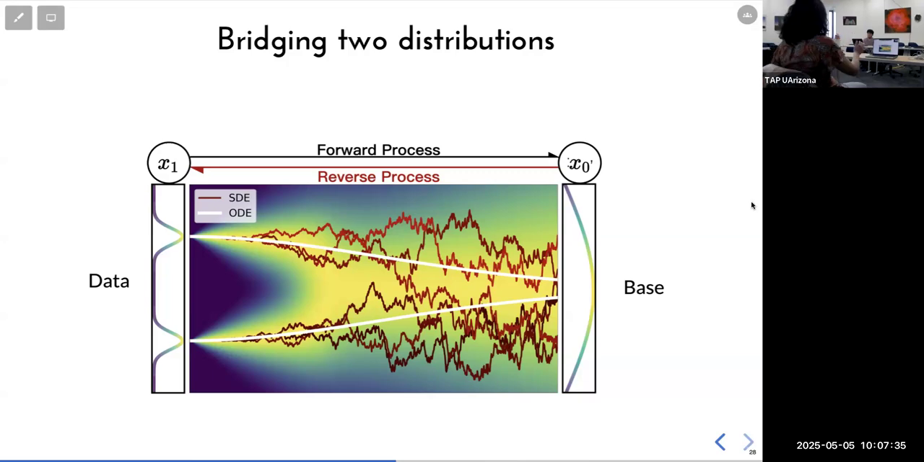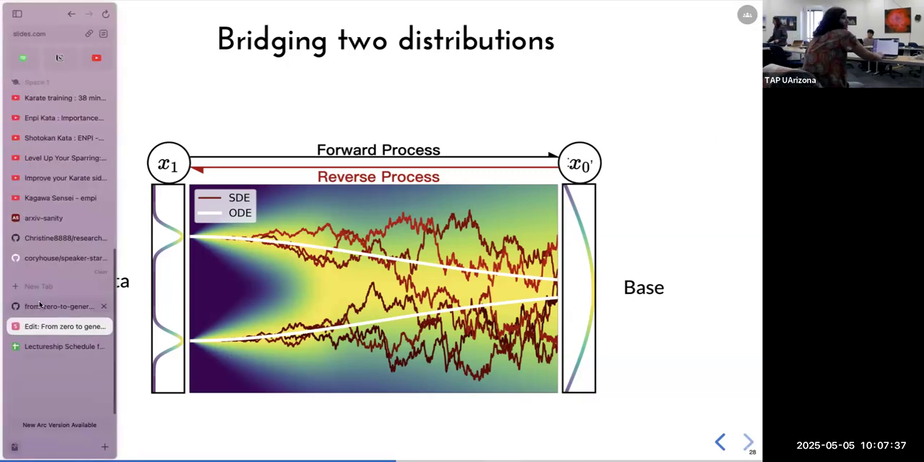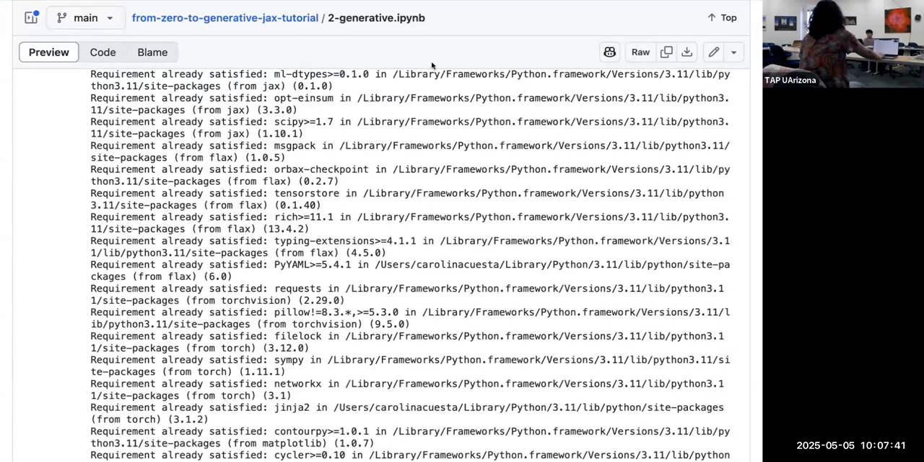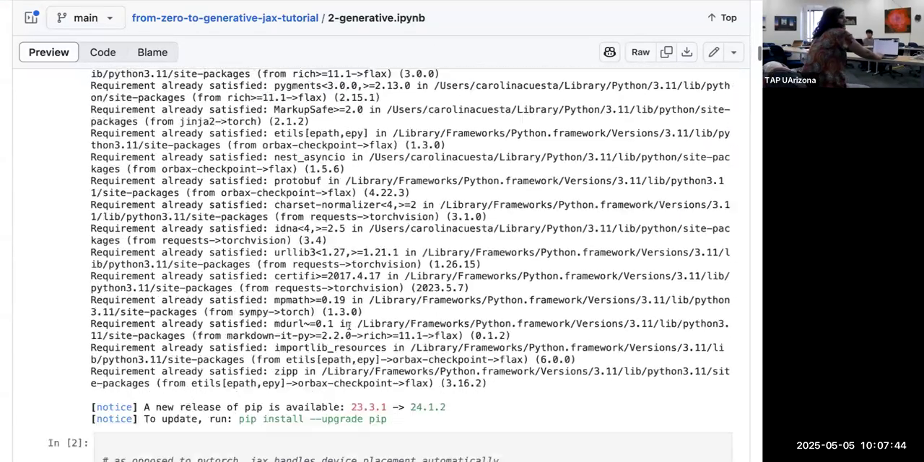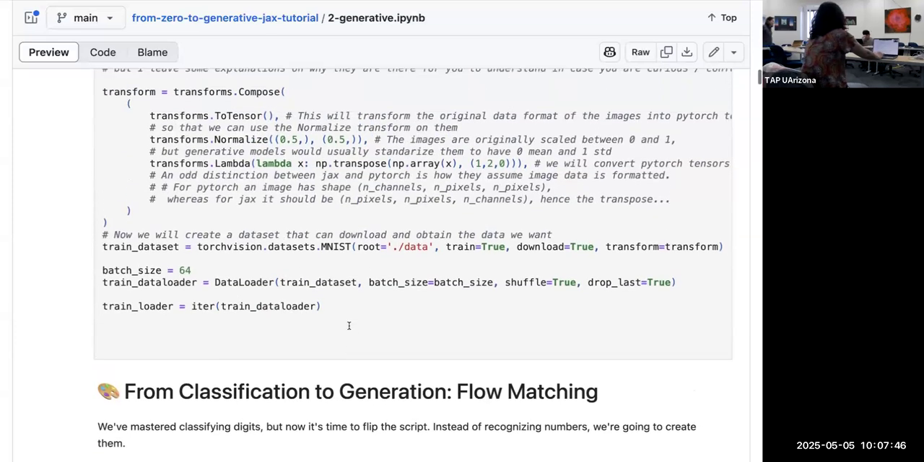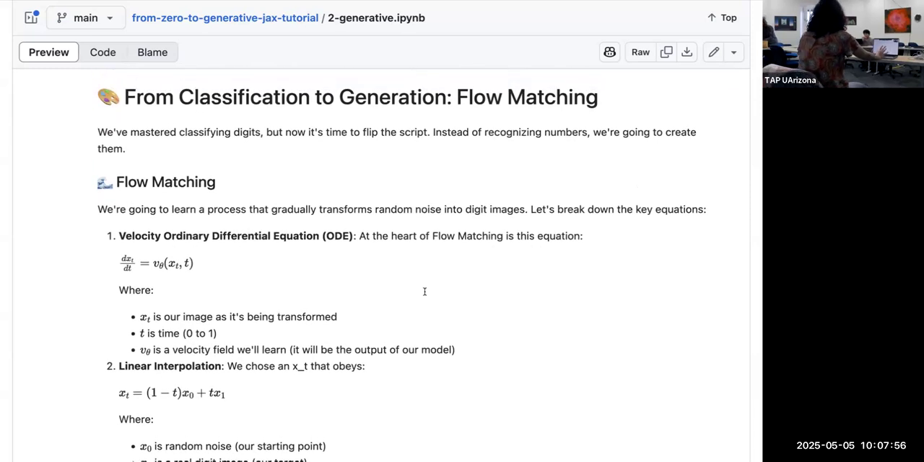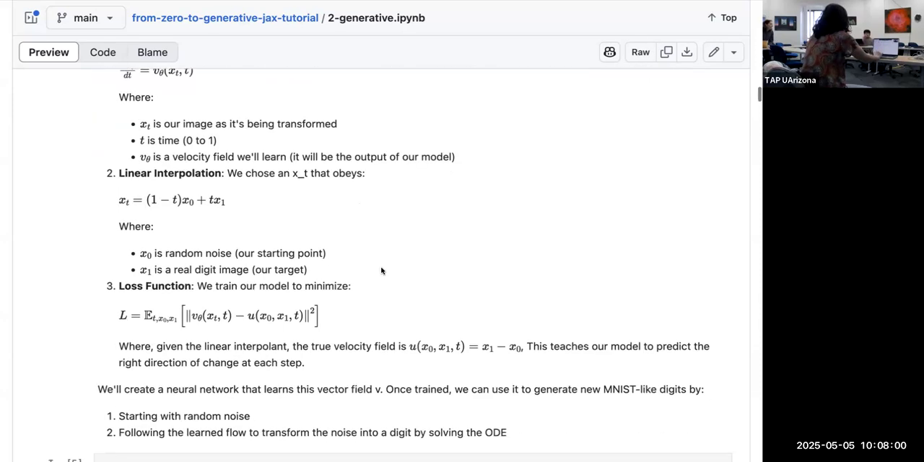But in terms of the tutorials, let's see if this works. So this is the second tutorial on generative models. And the idea is to use the same data set that we used last time. But instead of classifying, what we're going to be doing is generating. So we're going to build a generative model on that data set. And we're going to be using flow matching because it's the simplest implementation. So we'll refresh a bit what flow matching is.